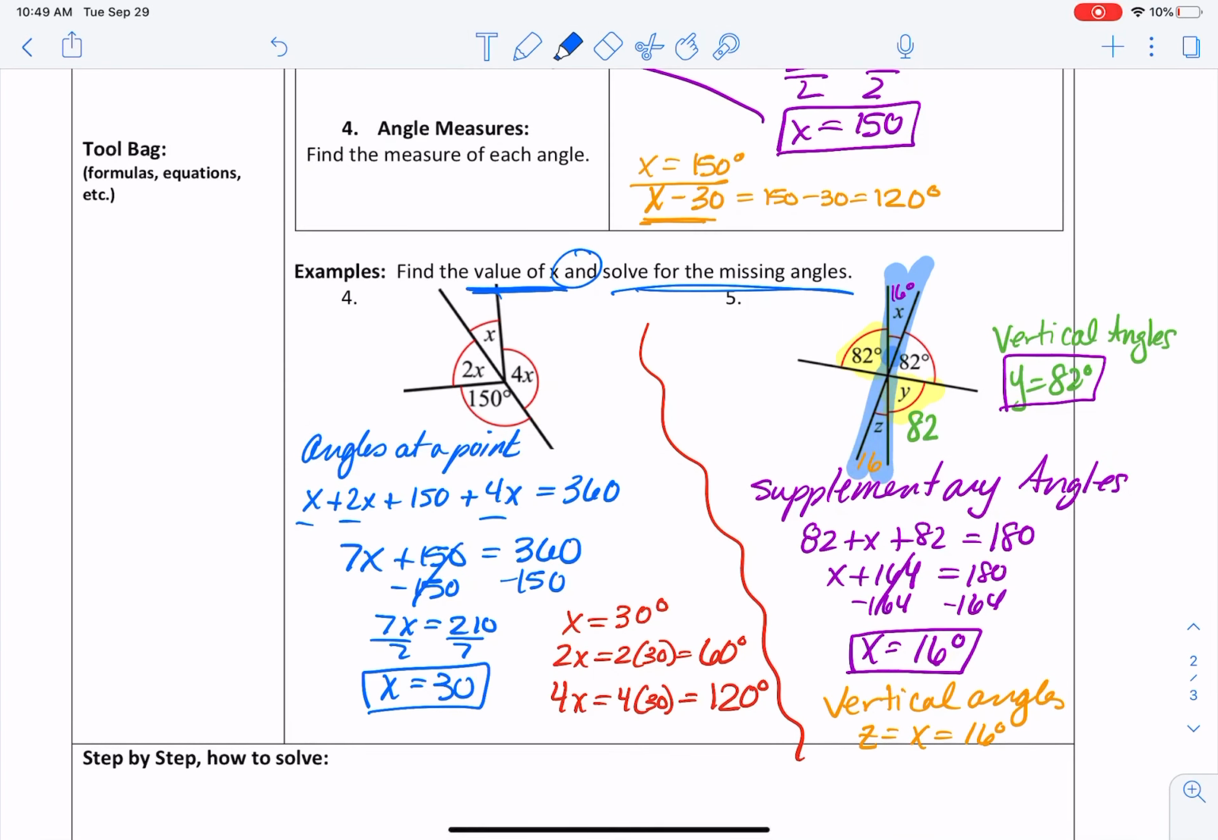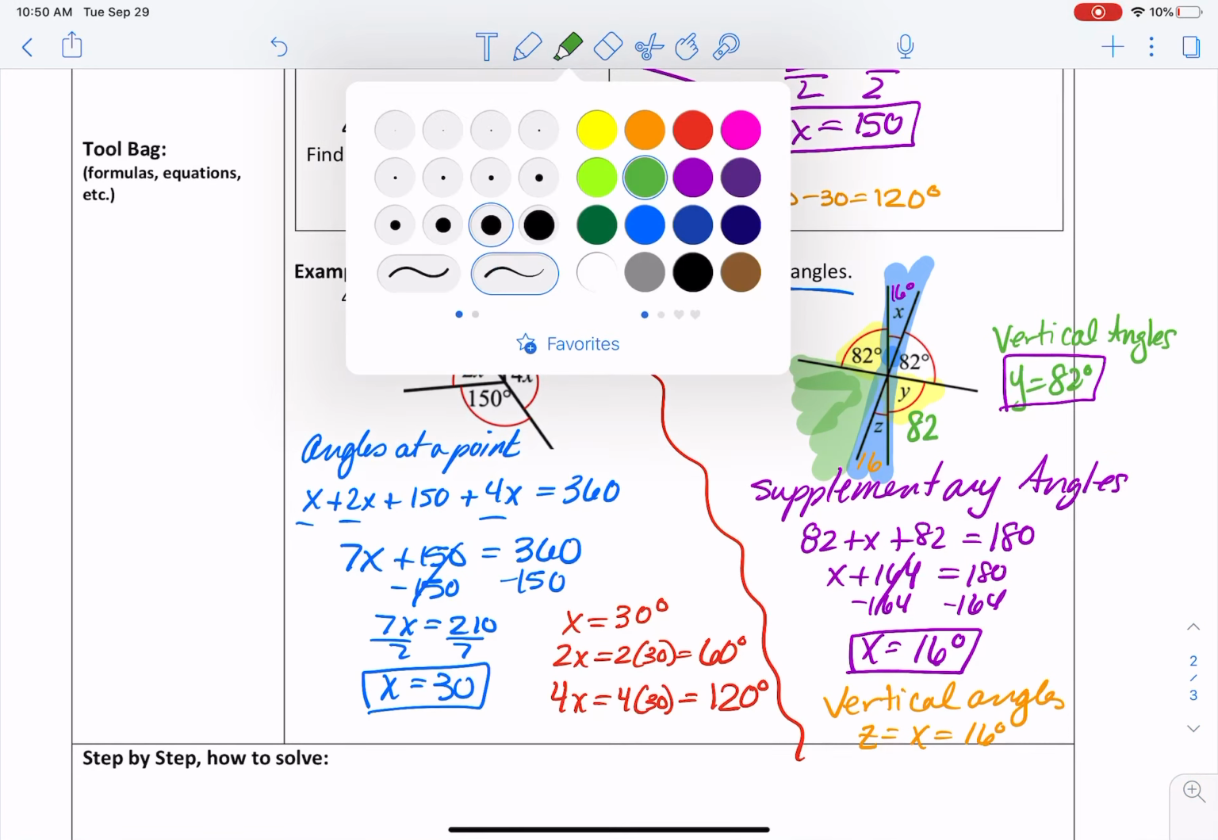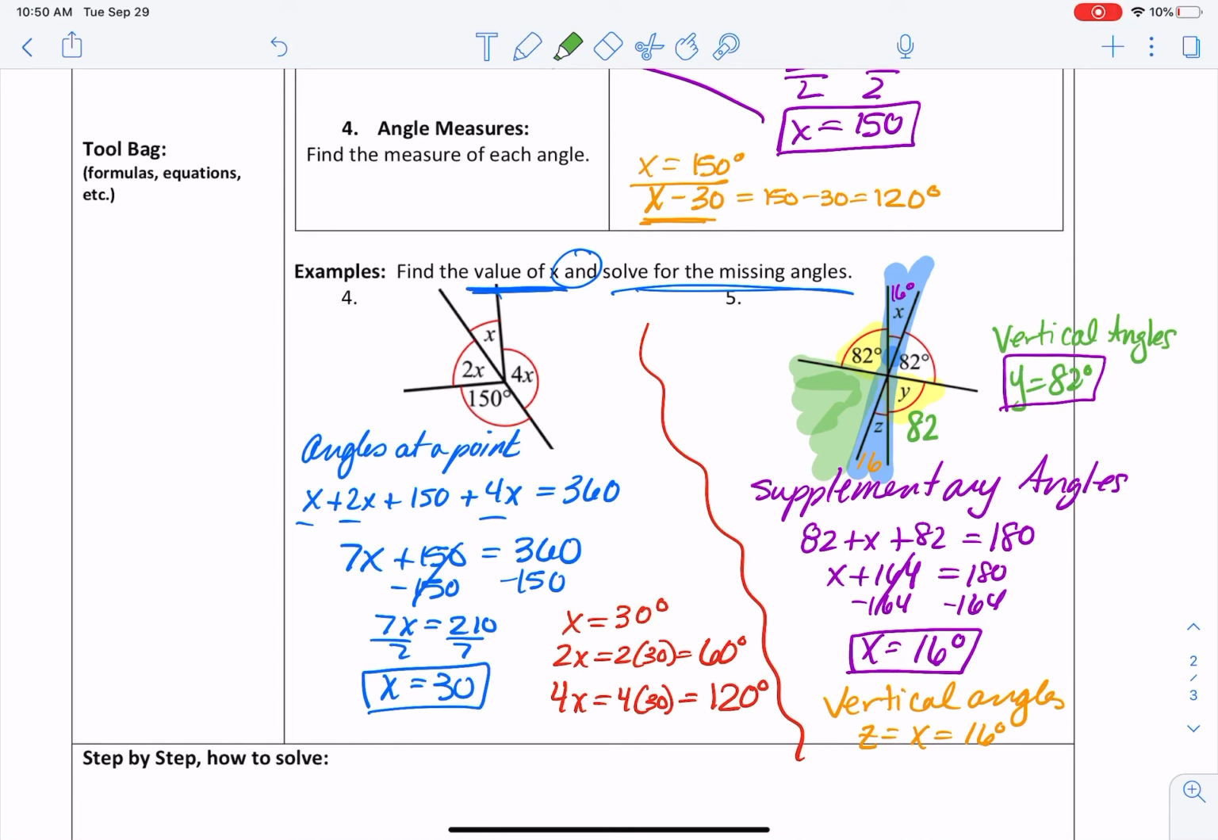Okay. So as you can see from that last example, we had to use a couple different properties to be able to find all the pieces in that angles at a point. I could, if I wanted to, find this last piece over here. I don't need this one, but if I wanted to, then I could use angles at a point, because now I have all the other measurements. So remember, angles at a point all have a common vertex, and they equal 360 degrees.